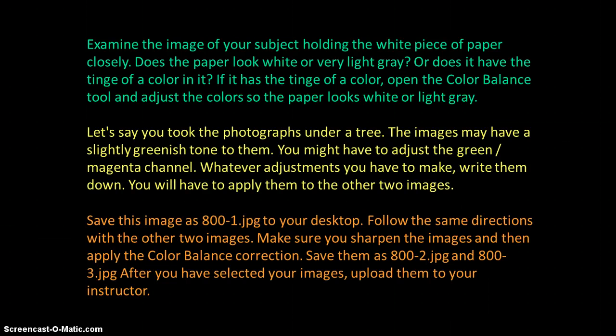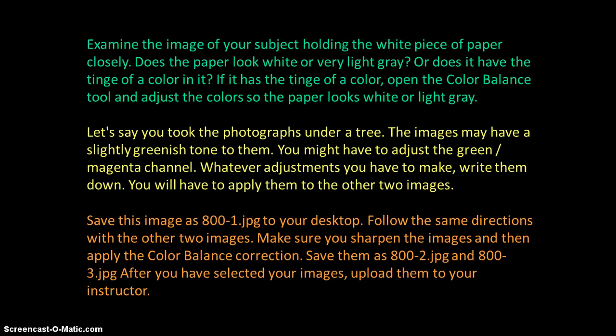If it has the tinge of a color, open the color balance tool and adjust the colors so the paper looks white or gray. This is the part in GIMP where you use the color balance tool in between the secondary and the primary colors. Okay, so let's say you took the photographs under a tree. The images may have a slightly greenish tone to them. You might have to adjust the green magenta channel.